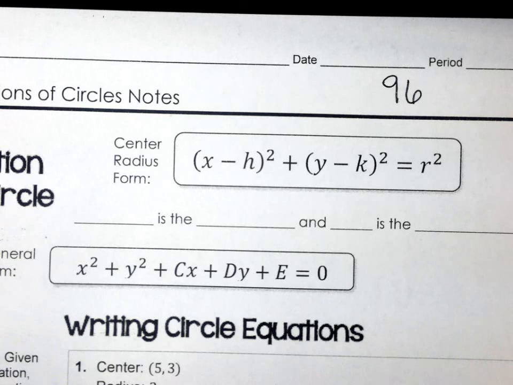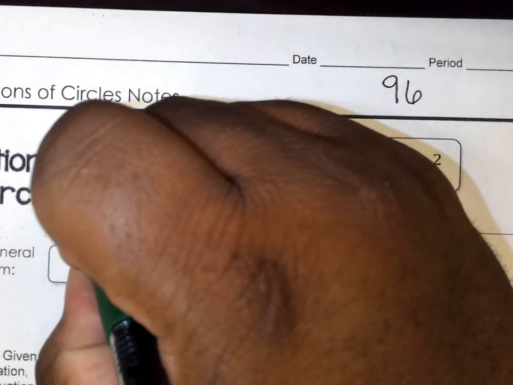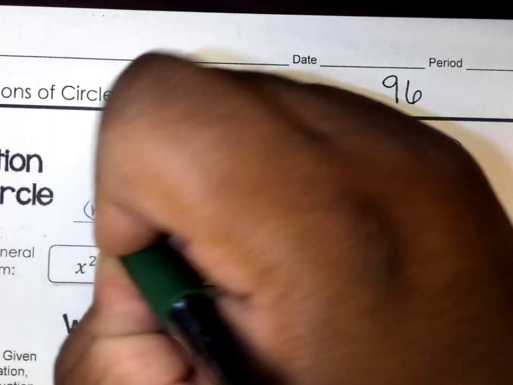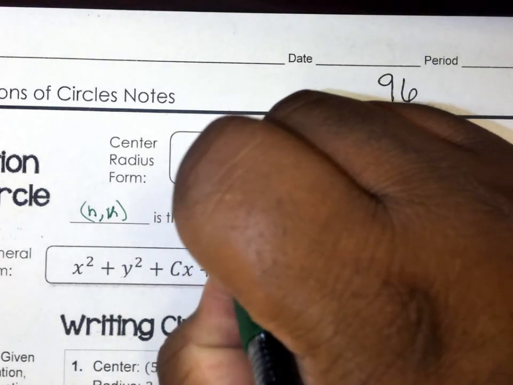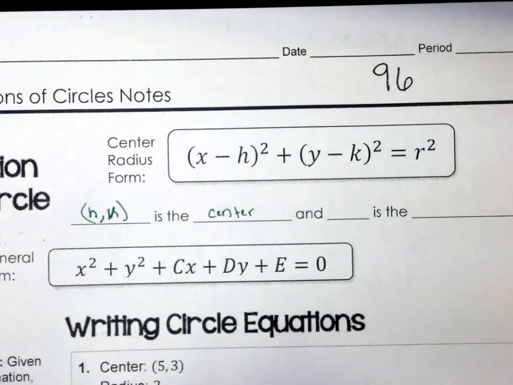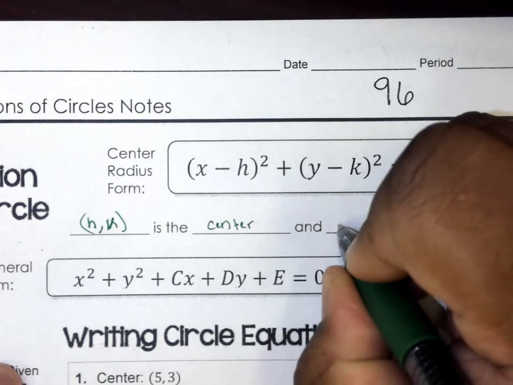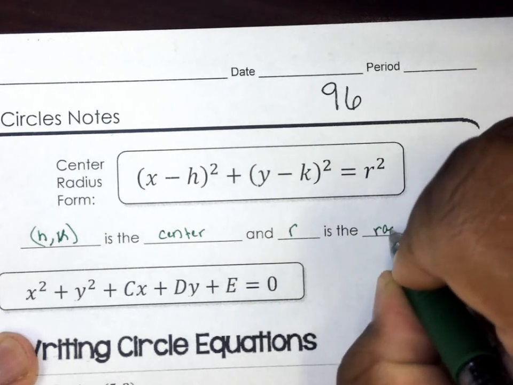The two new letters that you don't know yet are h and k. (h, k) is a coordinate. This coordinate is for the center of your circle. So anytime you see h and k, they're talking about the center of your circle. And then the r, everybody should know what that stands for: your radius.